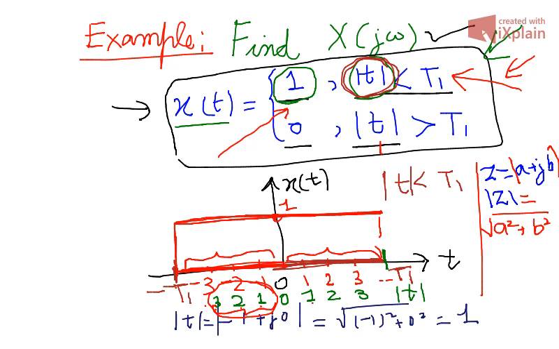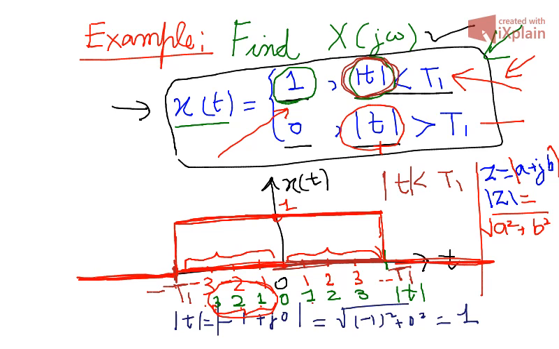So we can draw it here. It is unity. And for the rest, when the absolute value is greater than t1, which are all these points towards the right and the left of 0, the signal is 0. So we can say this is the signal, right? This is how you can draw your signal.